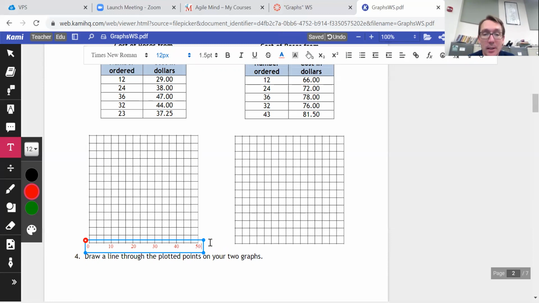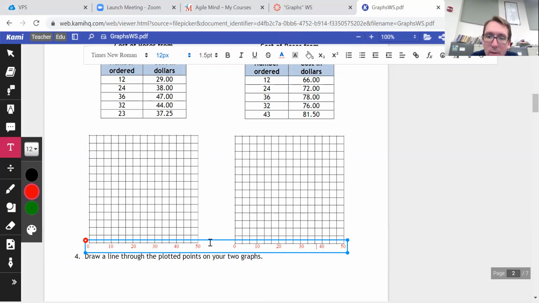So I'm going to do the same thing on the other side for the record. So I'll do 0, 10, 20, 30, 40, and 50. Great, that'll work.